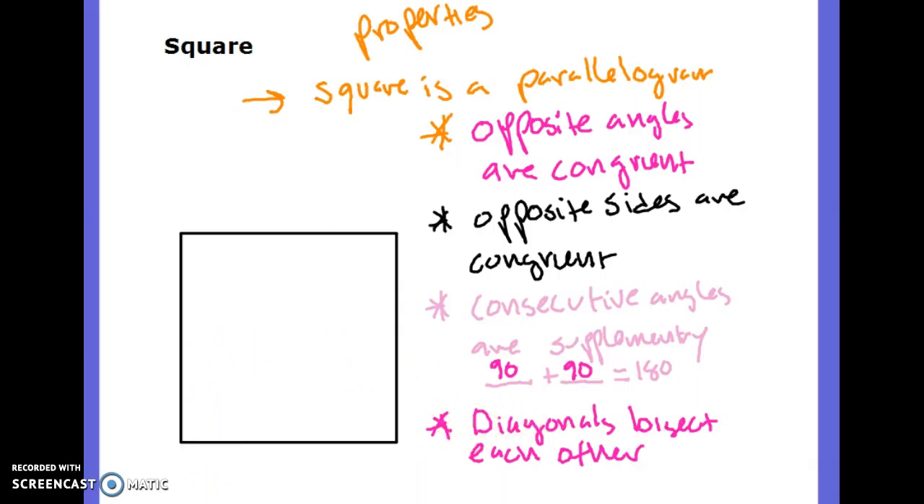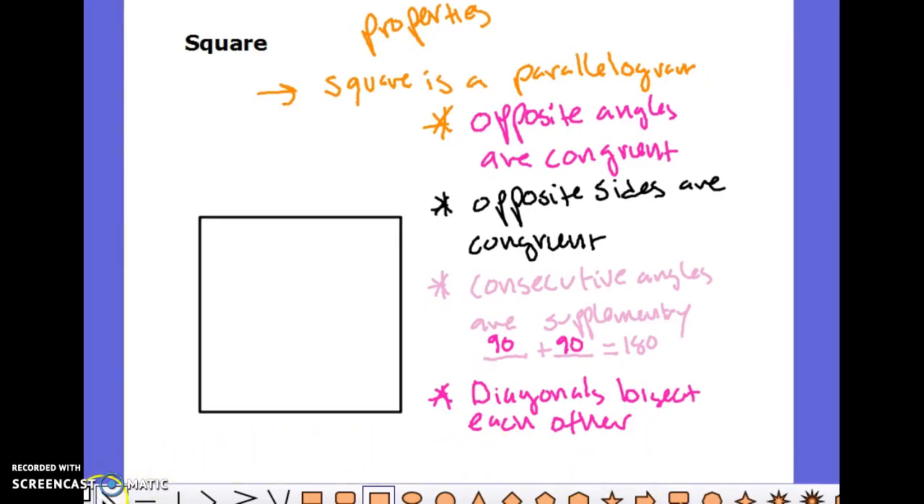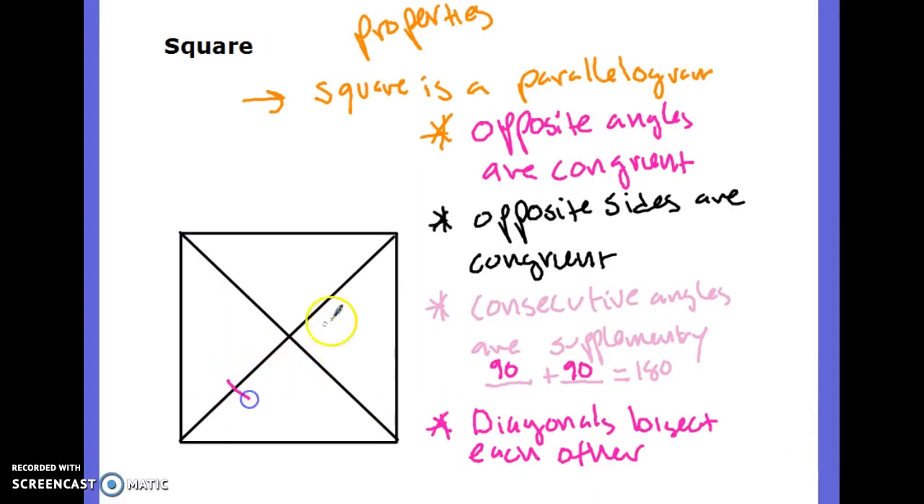And I'll draw that one in just so you guys can see, because I think this is one that we tend to make some silly mistakes on. So why not fix it now? In a square, if we have our two diagonals, notice the diagonals split each other in half. That's what I mean by bisect each other. They split each other in half.